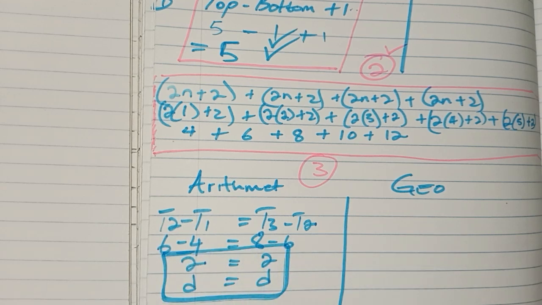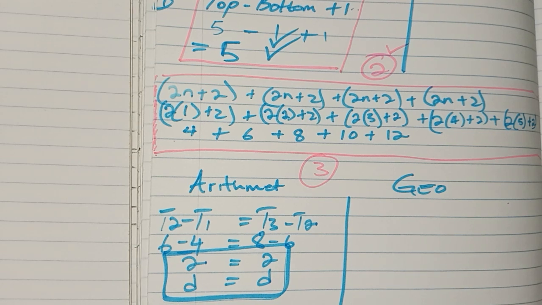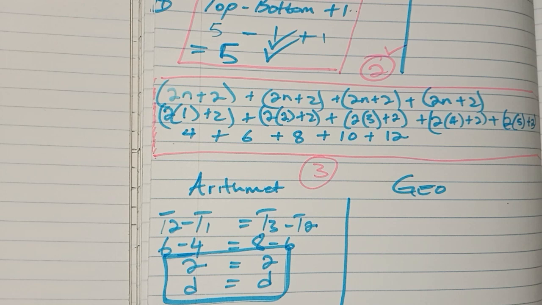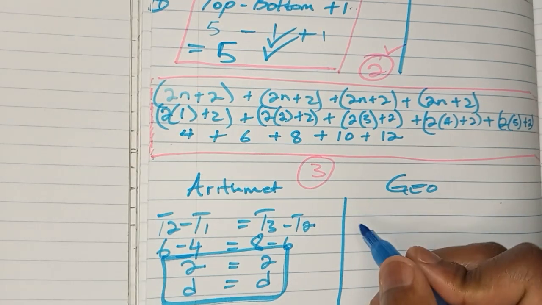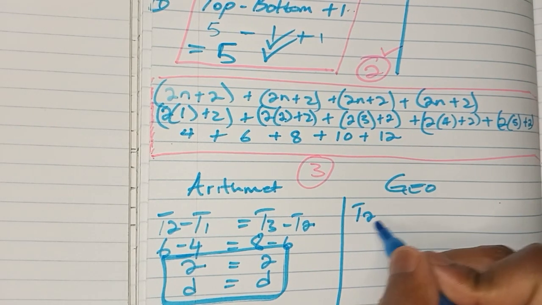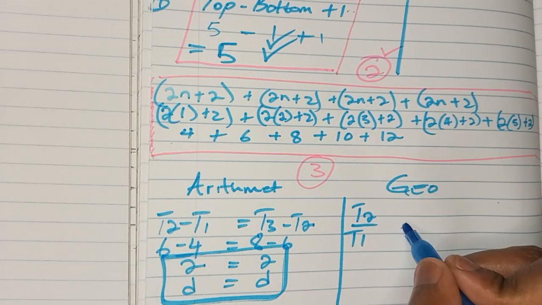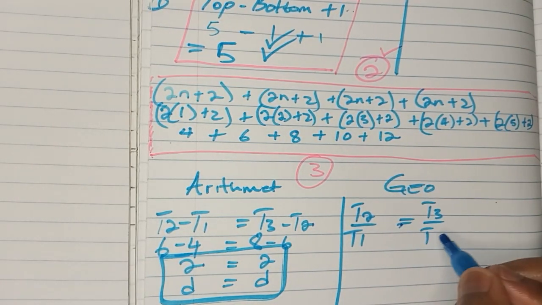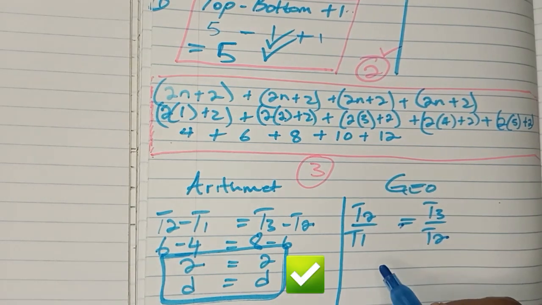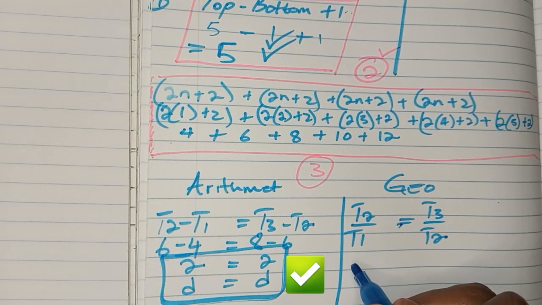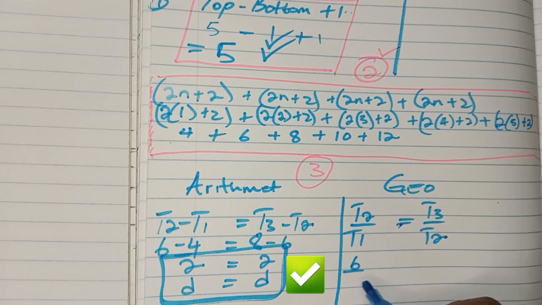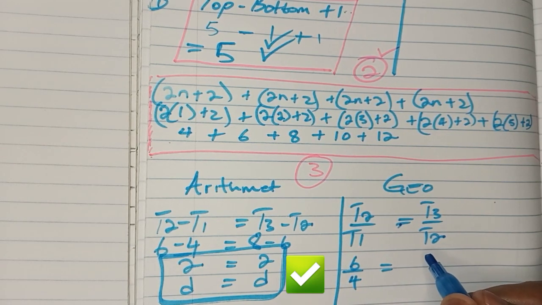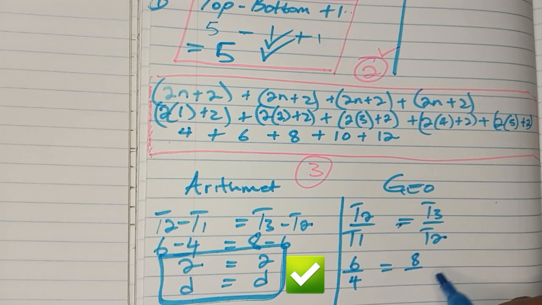But let us just say we made a mistake and we thought this one was a geometric. Let's see if maybe we are going to get a constant ratio. For geometric, we say t2 over t1 is equal to t3 over t2, right? So what is t2? t2 is 6 and t1 is 4, is equal to 8 over 6.